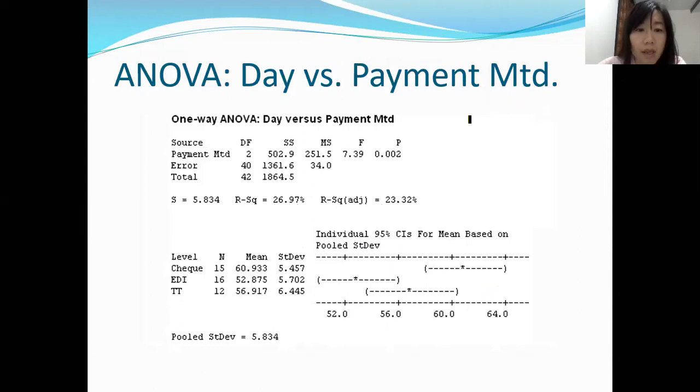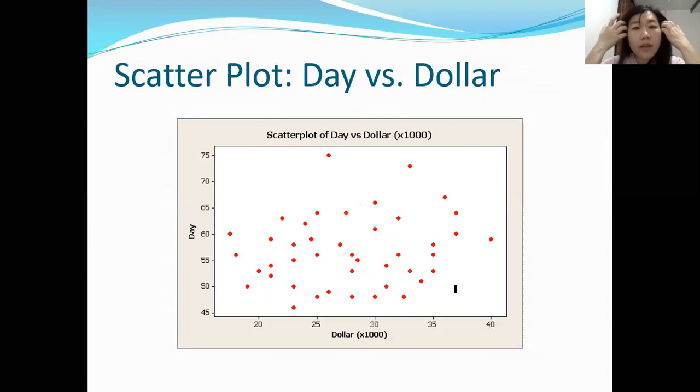Yeah, we see here the payment method. We see the payment method influences the payment date. Yeah, if they're using EDI, it's faster. If they're using checks, it's longer. Yeah, so if you have the information here, you can encourage the customer to use the EDI or the transfer payment method. And then you can also use regression, yeah, the regression analysis that we saw here.